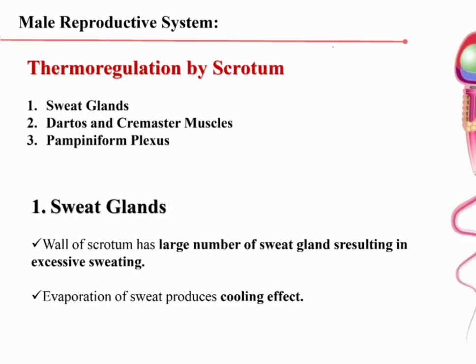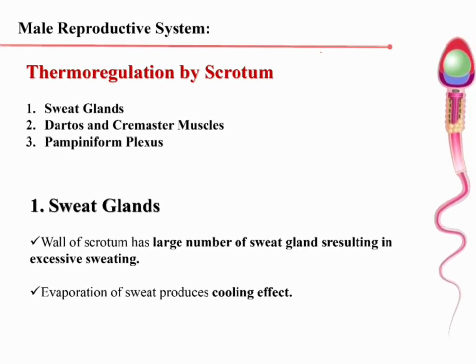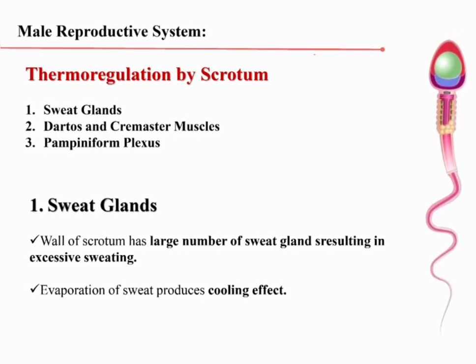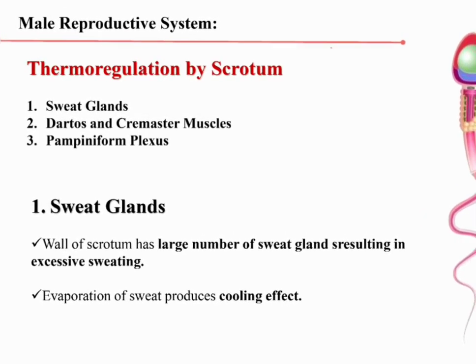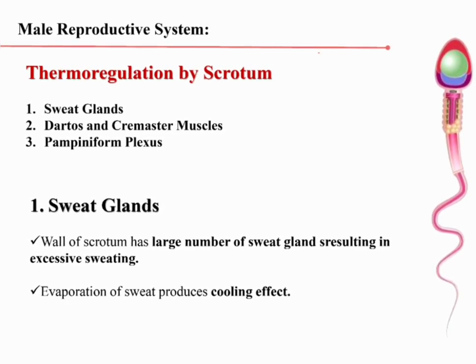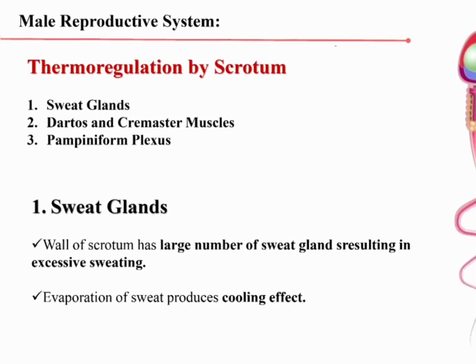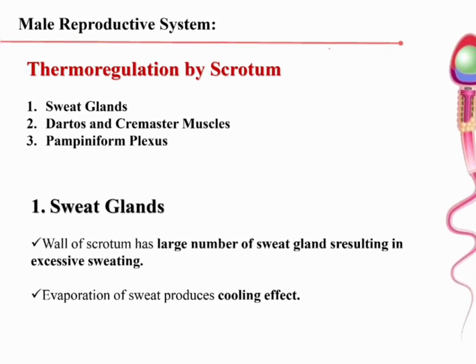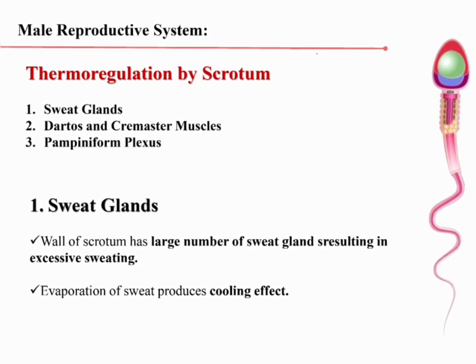Scrotum has specializations for thermoregulation. For thermoregulation it has sweat glands, dartos and cremaster muscles, and pampiniform plexus. Let us discuss the sweat glands of the scrotum. The wall of the scrotum has a large number of sweat glands, resulting in excessive sweating. Evaporation of sweat produces a cooling effect.